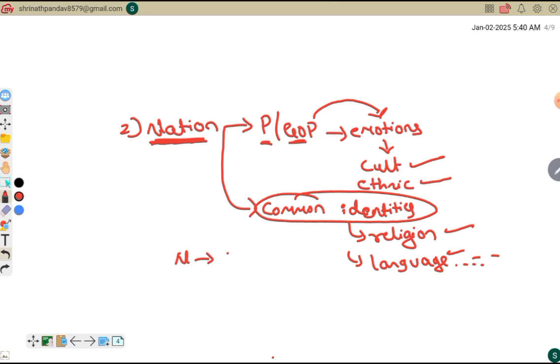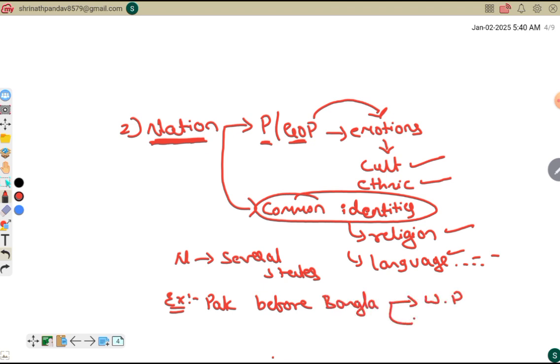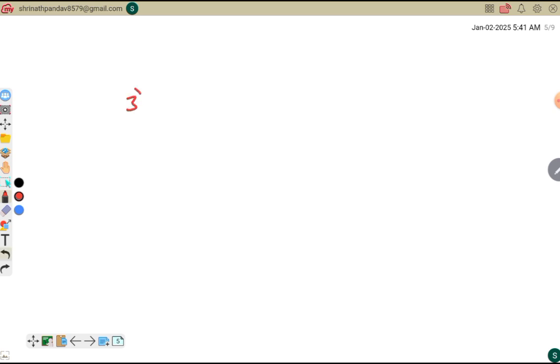Nation may be made up of several states. Example, Pakistan before Bangla liberation had two states, that is West Pak and East Pak. Pakistan is a nation, and before Bangla liberation it had a West Pakistan state and East Pakistan state. So here you may ask, what exactly does state mean? It is a political concept, and it has four elements or tools.